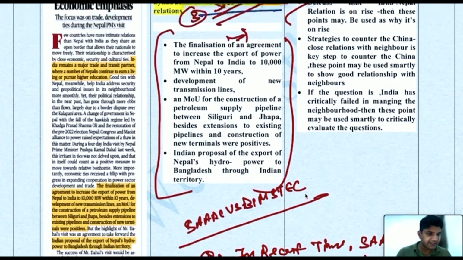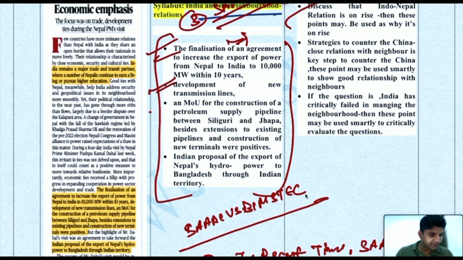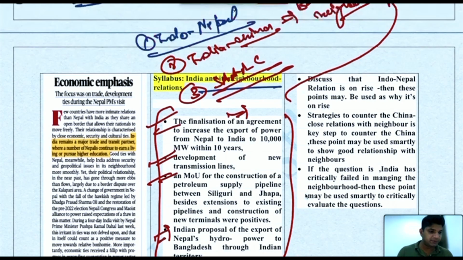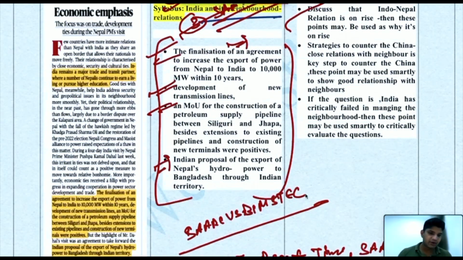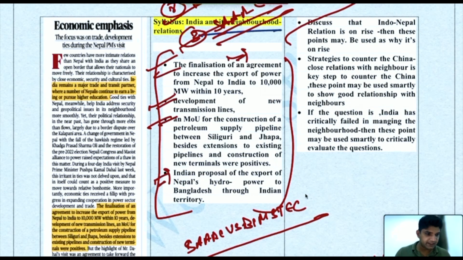However, we have to critically examine these all, keeping alive hope in the SARC. So we can mention these agreements in that context also. So that's why this one set of information can be used in Indo-Nepal, India-China, SARC, or India's neighborhood policy also in IR related questions. Okay, clear?